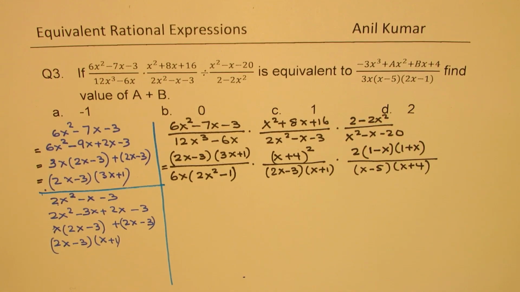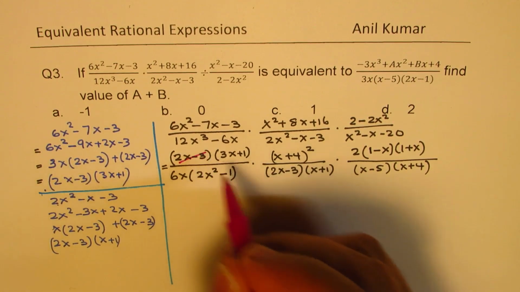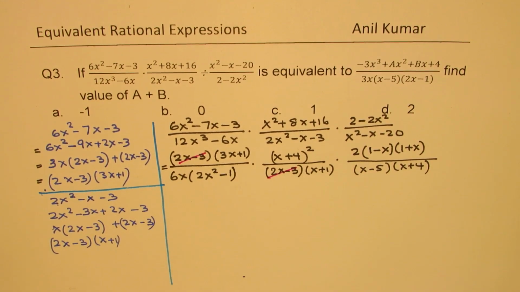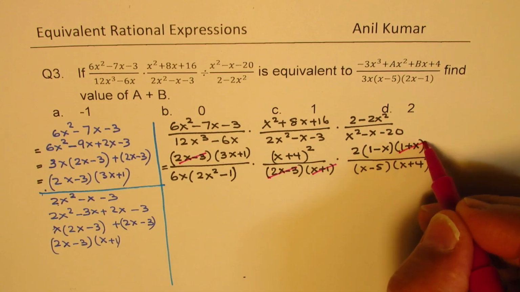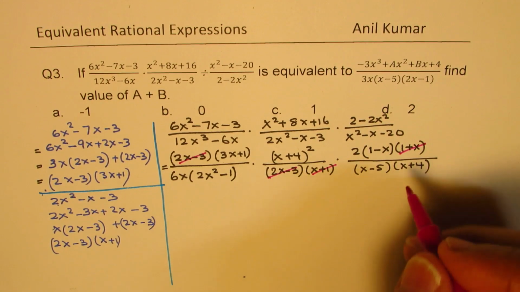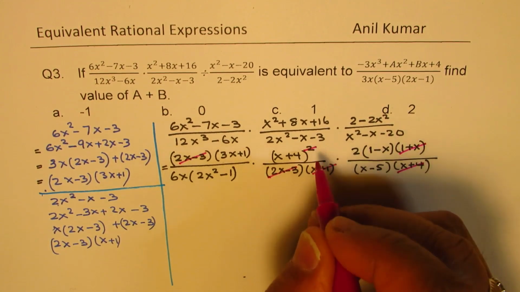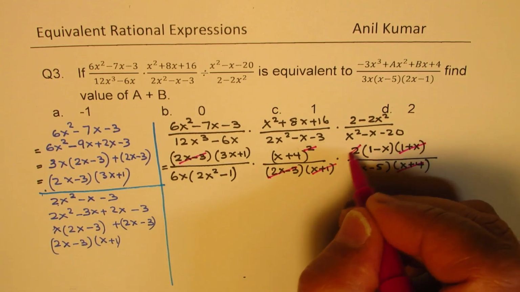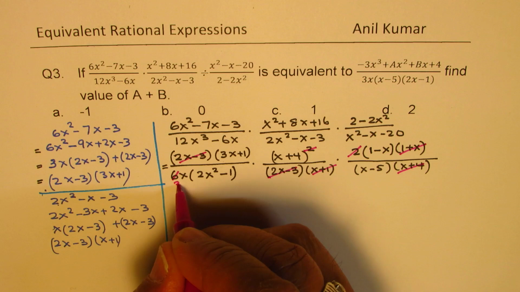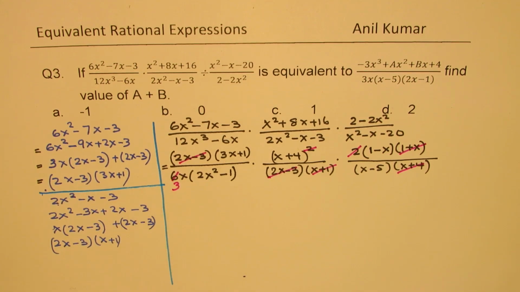Now let's cancel the terms which we can. 2x minus 3 can be cancelled, and anything else. X plus 1 can be cancelled, right? X plus 4 can be cancelled, right? So one of these factors vanishes. We could simplify this a bit. 2 goes 3 times. Okay, so that's what we get.